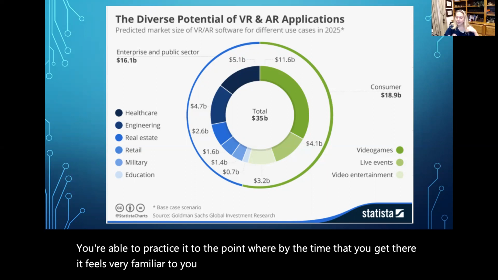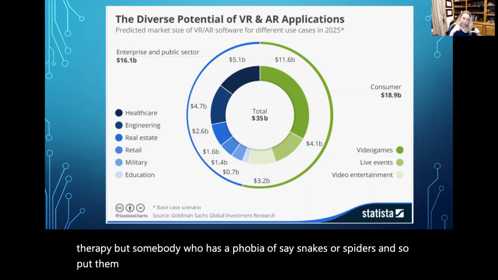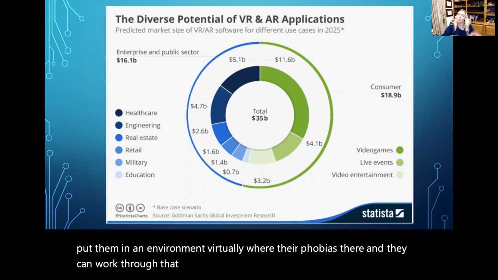Or in healthcare, we'll talk about this too in VR therapy, somebody who has a phobia of, say, snakes or spiders, you put them in an environment virtually where their phobia is there and they can work through that without actually having to physically interact in reality. They can just take the headset off.